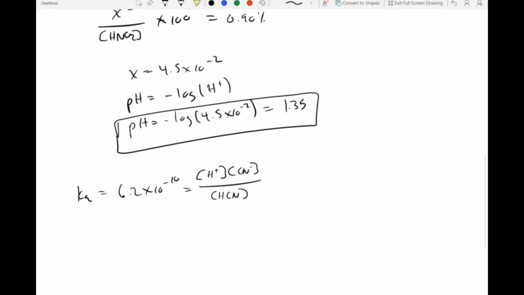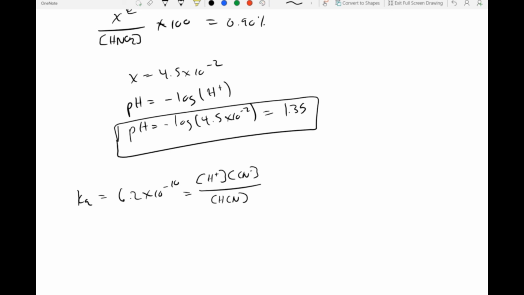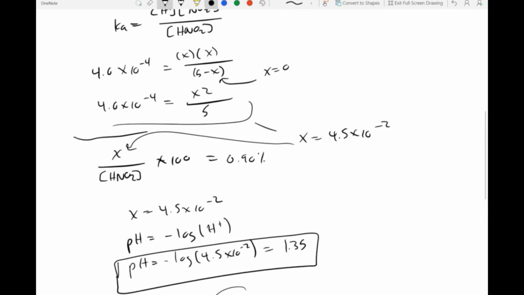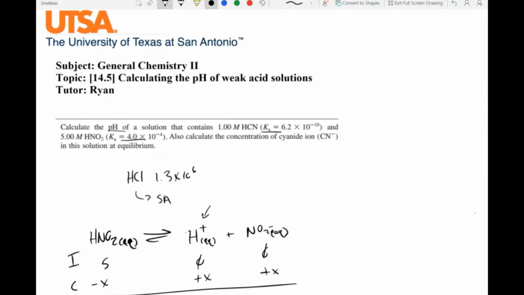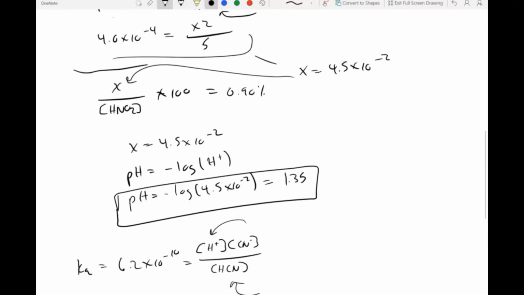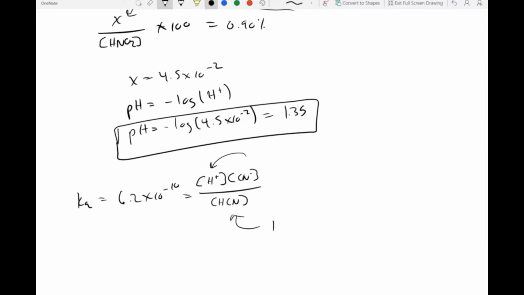Okay, and from the step that we did before this, we solved for H plus, so we have that. And we also have the concentration of HCN, which was given to us in the problem statement, which is 1 molar. We can say that this would be the concentration of HCN at equilibrium, because it's a very weak acid, only a very, very small amount of it is going to dissociate. Essentially, it will be close to 1. So we can just say at equilibrium it will be 1 molar.